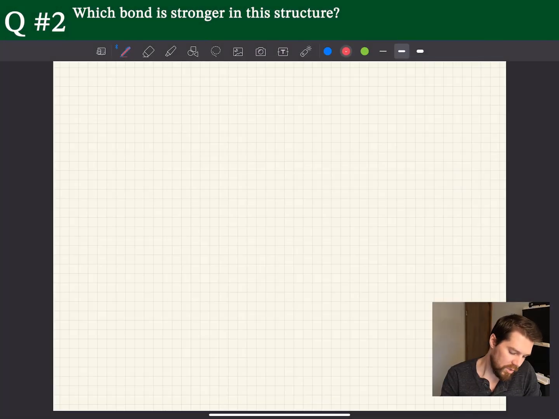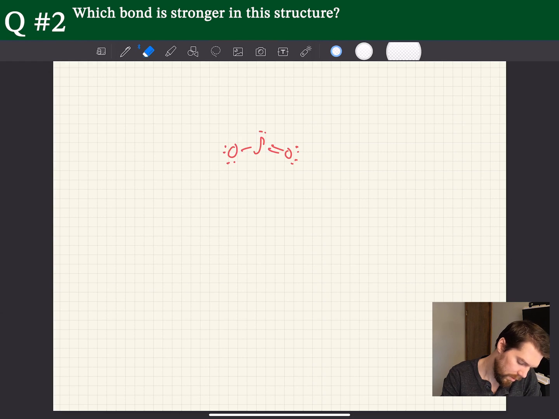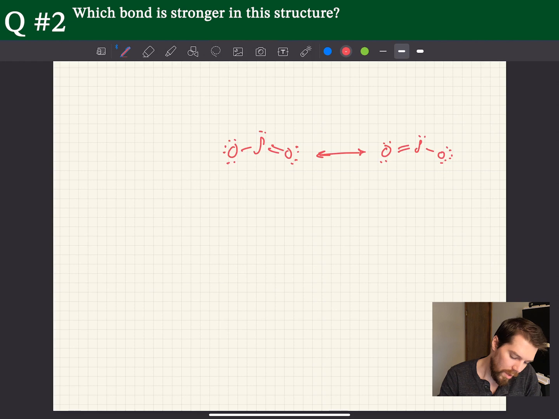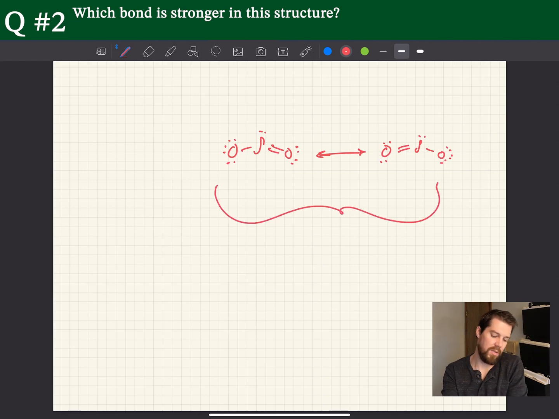All right, which bond is stronger in this structure? So let me rewrite those. Okay, so this is a little bit of a trick question because the goal here is to recognize that this is just one of 2 resonance forms here. And so in reality, neither of these resonance forms is what this compound, sulfur dioxide, actually looks like in real life.